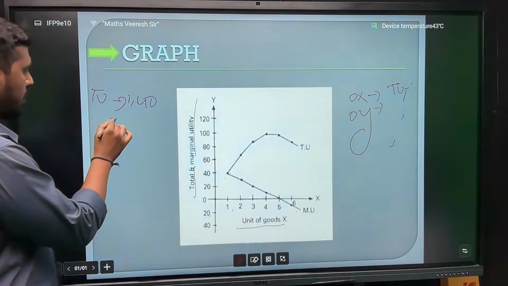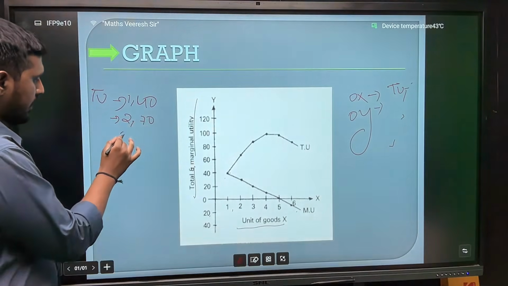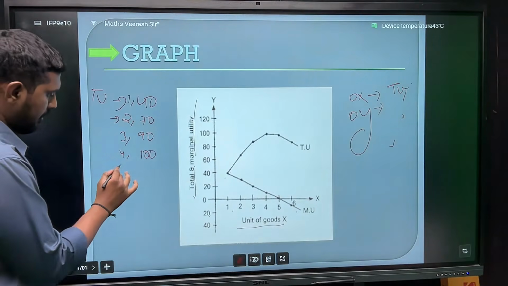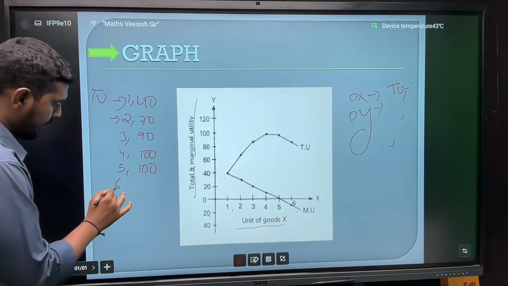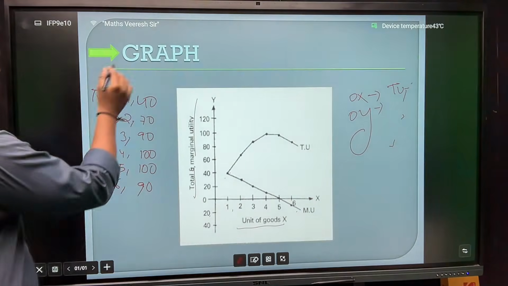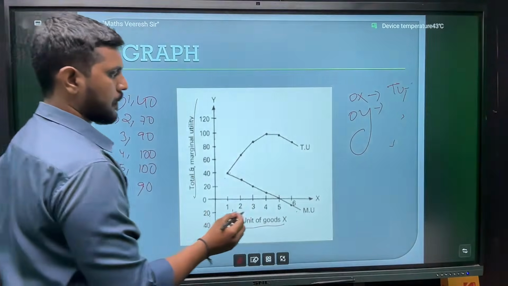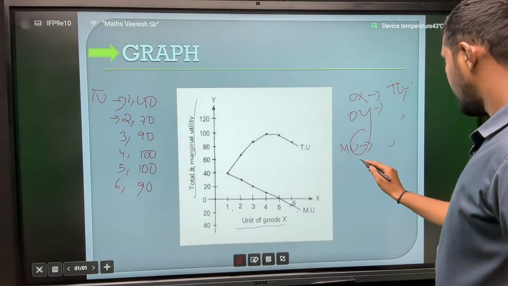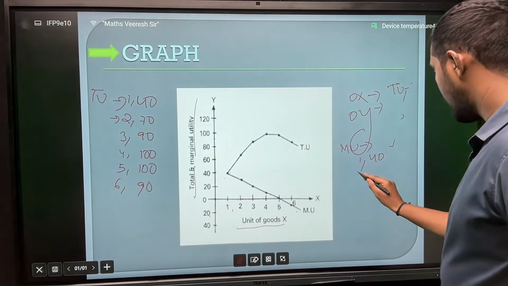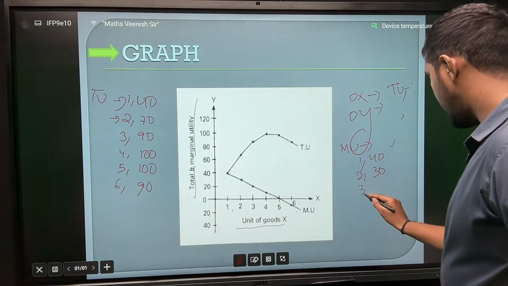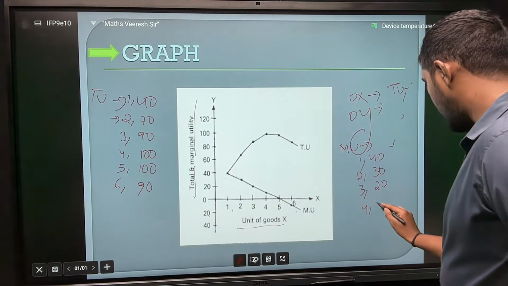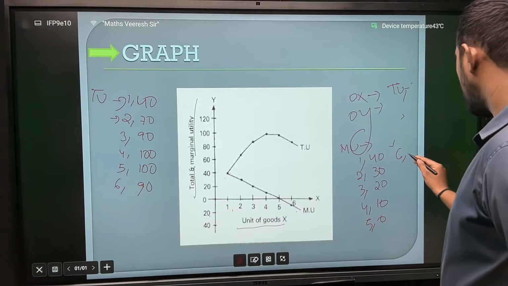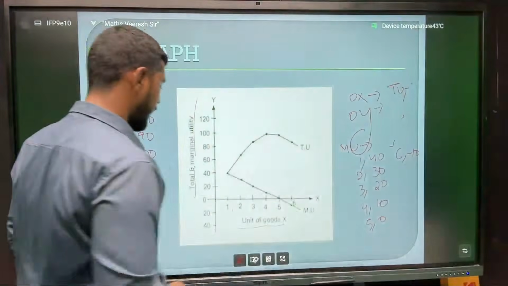TU: 140, 270, 390, 400, 500, 690, right? MU points are 140, 230, 320, 410, 50, and 6 is negative. Right, up to here, right?